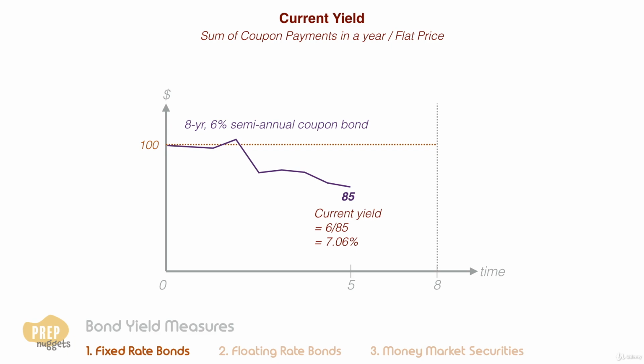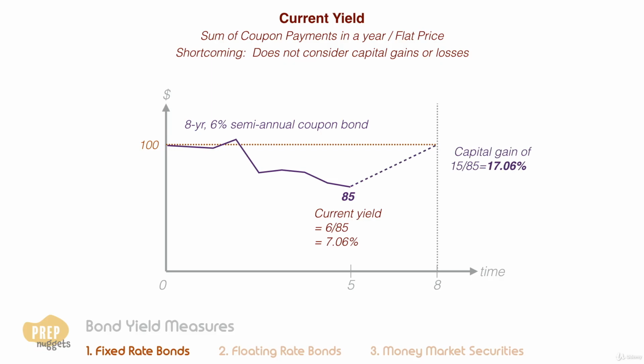As you can see, the current yield is a crude measure of the rate of return to an investor. It does not consider capital gains or losses, which, as you can see, the investor can realize a capital gain of 17.06% if he holds the bond to maturity.